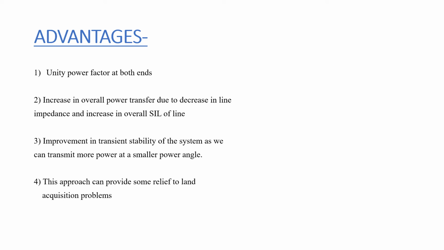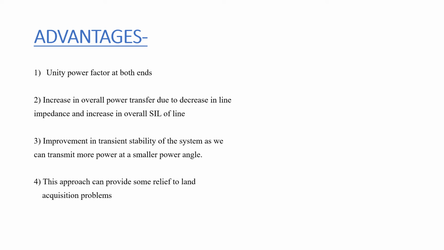So what are the advantages? Insertion of power cable results in the following advantages. We can achieve unity power factor at both ends, sending and receiving end. It increases the overall power transfer due to decrease in line impedance. As the length of the overhead line decreases by insertion of underground cables, the line impedance decreases, and the overall surge impedance loading of the line increases.